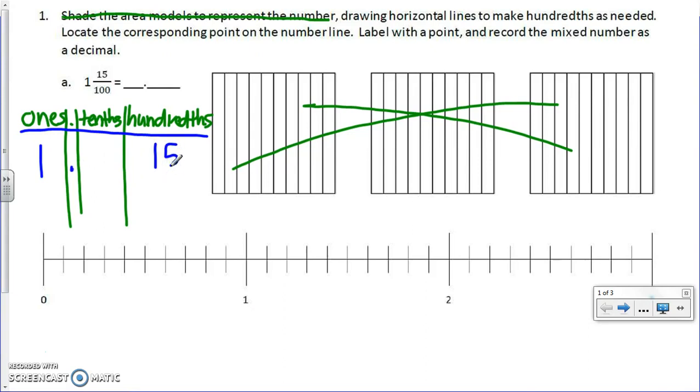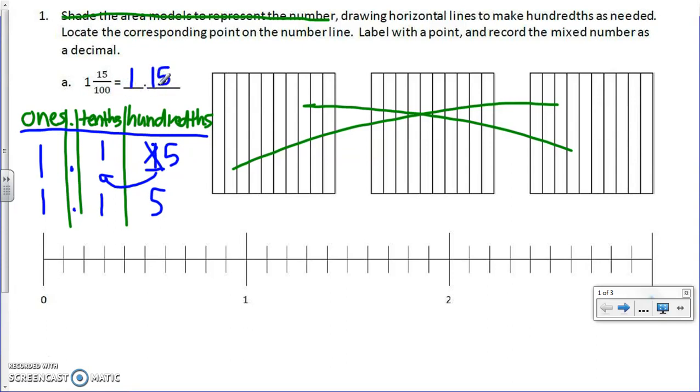Now, when I look at my hundredths, I notice that it's greater than 9 in that place value. We know that we can't have anything greater than 9, so we have to shift this one over here, and we'll cross it out. We've used it here. So now as a decimal, I have 1.15. So 1.15, I can go ahead and write it up top. So I've written it as a decimal.